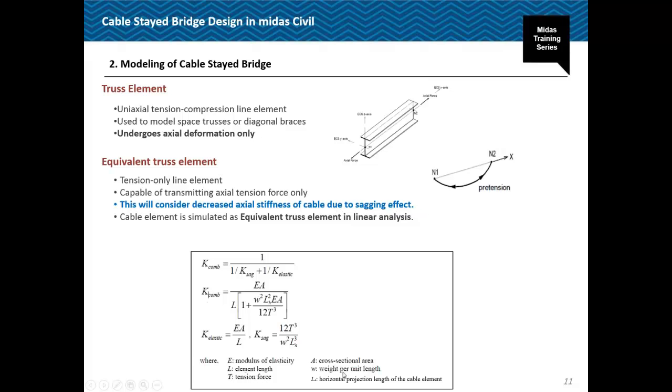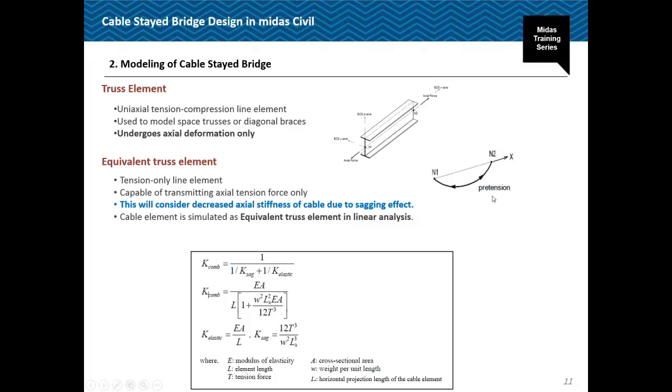So this equation shows the stiffness of the equivalent truss. The elastic stiffness, which is this equation, is the normal elastic stiffness of the bar element due to the axial force. With this, additionally, the sag stiffness is considered. In the sag stiffness, you can see T is the tension force, which means the cable stiffness will be affected and changed by the applied tension force.